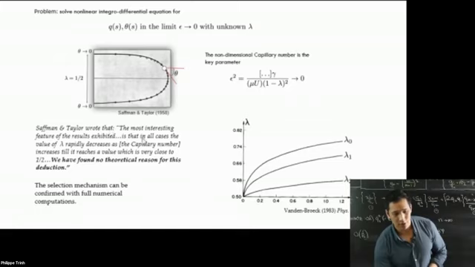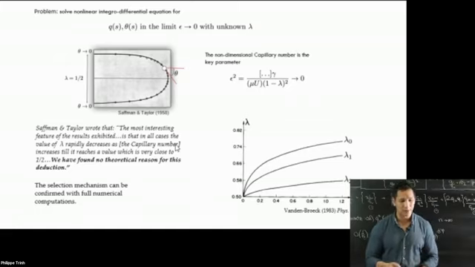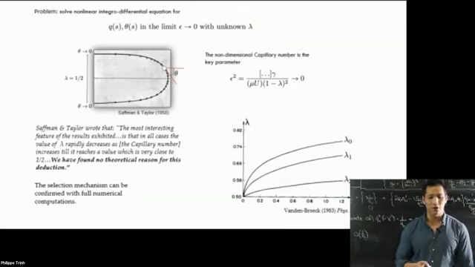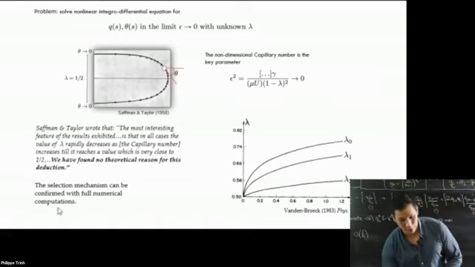So Chapman and Taylor wrote that the most interesting feature of the results exhibited is that in all cases, the value of lambda rapidly decreases as the capillary number increases till it reaches a value which is very close to a half. I think this is a typo, by the way, my typo. I think they meant the inverse capillary number, what they're referring to here.